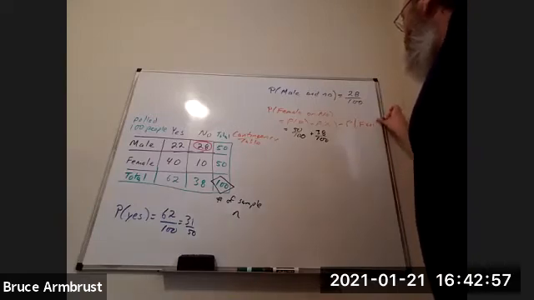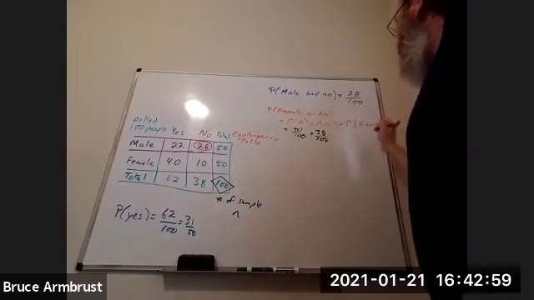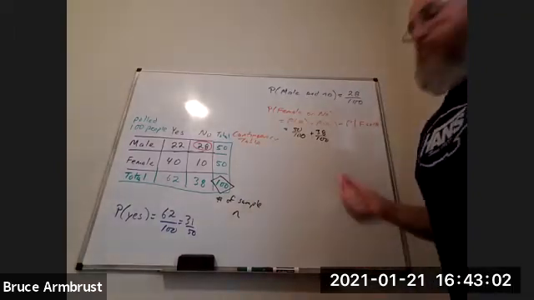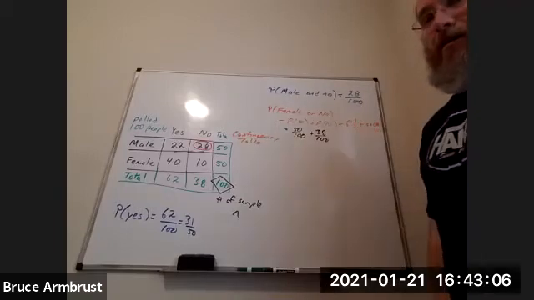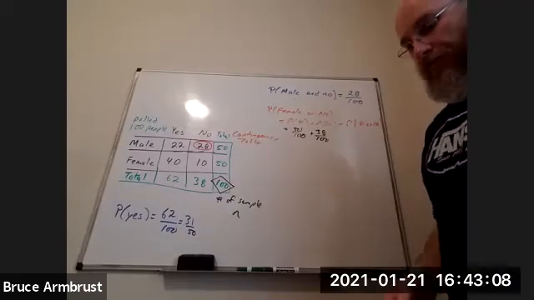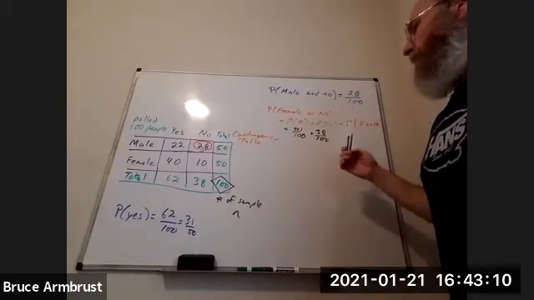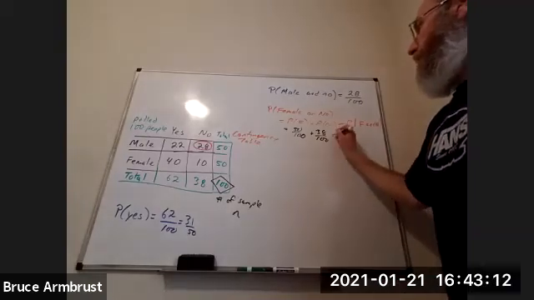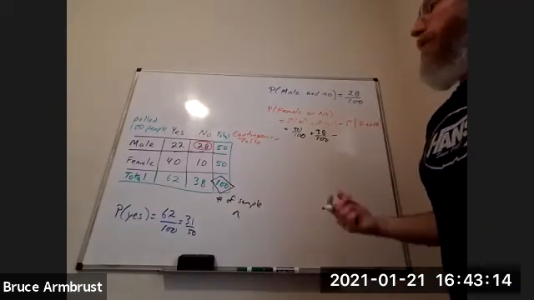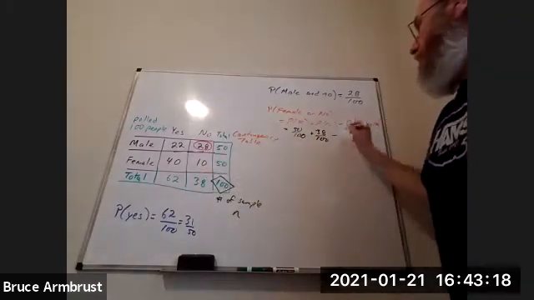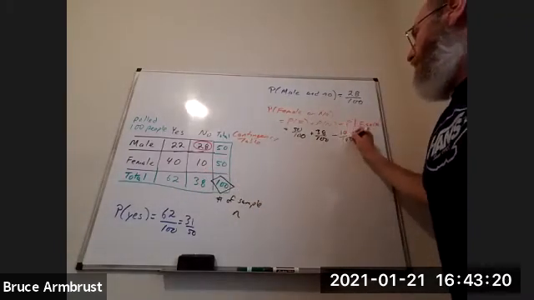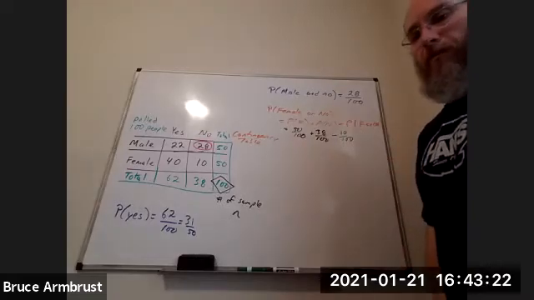the probability of the and. What's the probability that they're female and say no? So we actually have to have a minus here. And the female and no was that 10. So we're going to subtract off that 10 over 100.